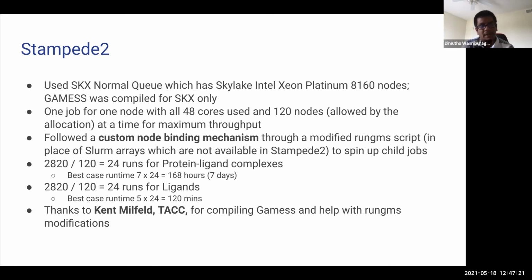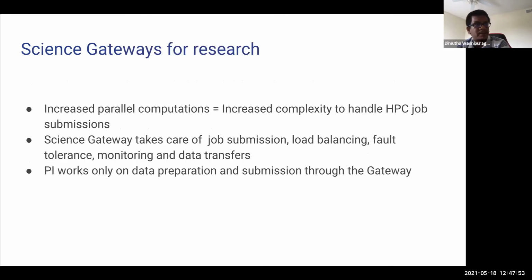If we get the theoretical runtime for the protein ligand complexes, it takes around 168 hours, and considering we are running 120 in parallel, it takes about 7 days to calculate all the complexes. For the ligands, the estimation was about 2 hours to calculate the entire batch. Obviously in practice these took more time, but we need a baseline to understand the scale of the problem.